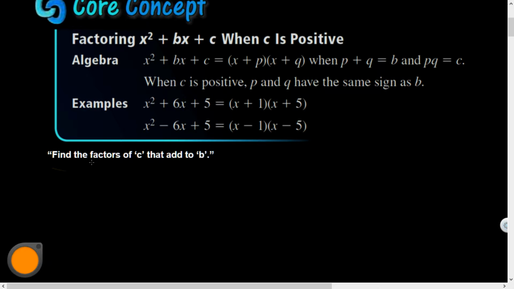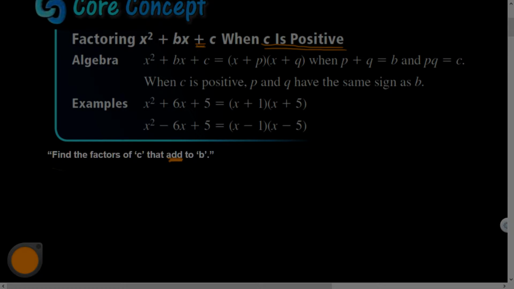Find the factors of C that add to B. The word add is directly related to the plus sign. When C is positive, I'm going to find the factors of my C that add to B.